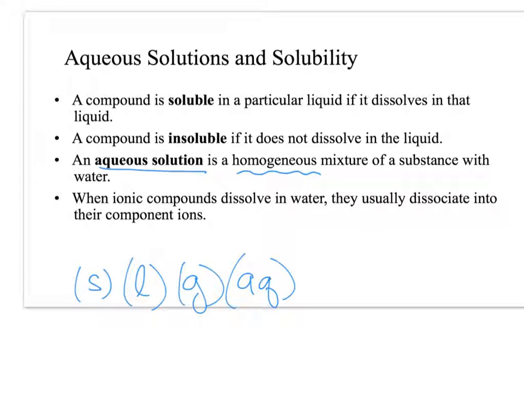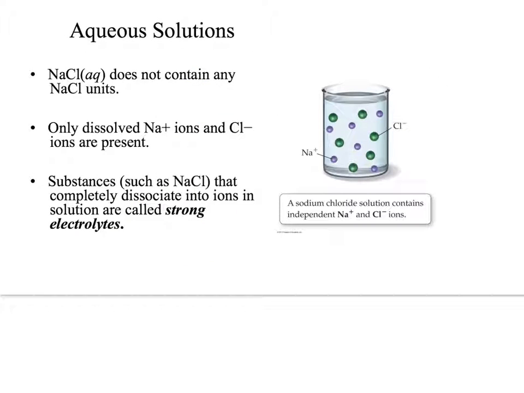Not all compounds dissolve in water. Compounds that dissolve in water are called soluble, and compounds that don't dissolve in water are insoluble. When a compound dissolves in water, and it's an ionic compound, the components of the compound dissociate into their positive and their negative ions. Let's look at an example of an ionic compound that dissolves in water.